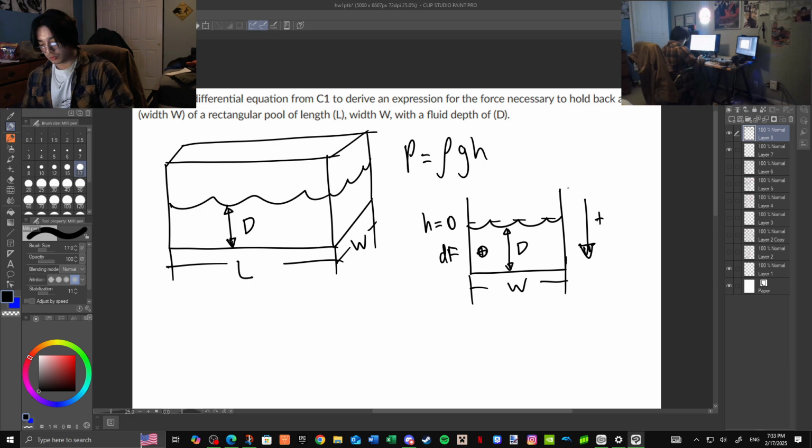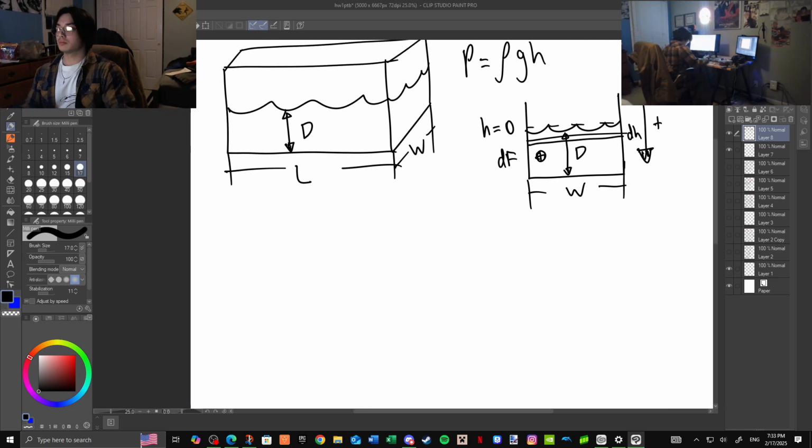And the depths will also vary. We're measuring it from different points of height. And we're going to represent all those individual points of height as dh. Okay?